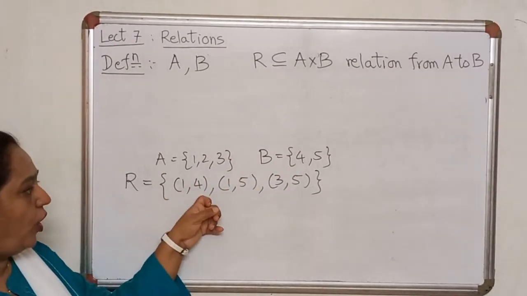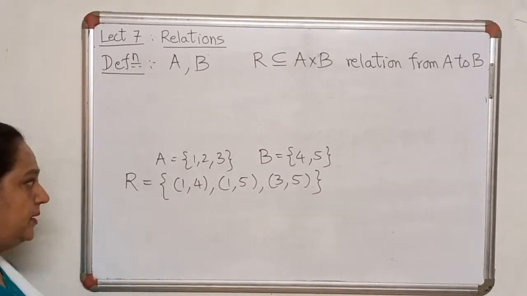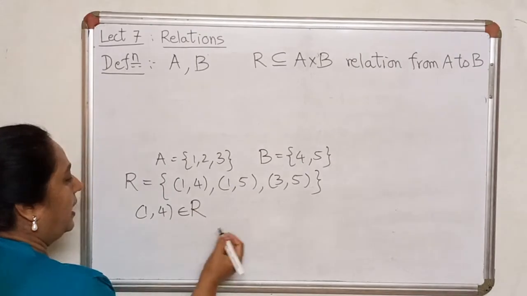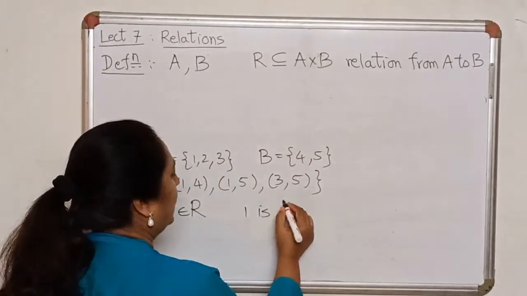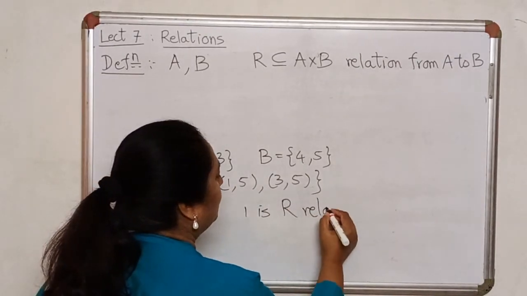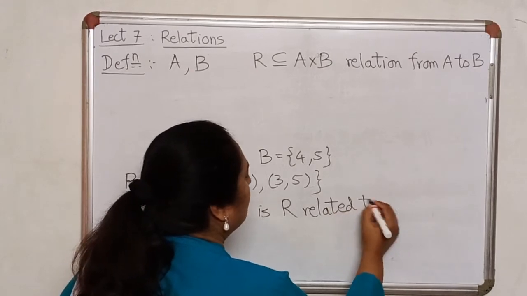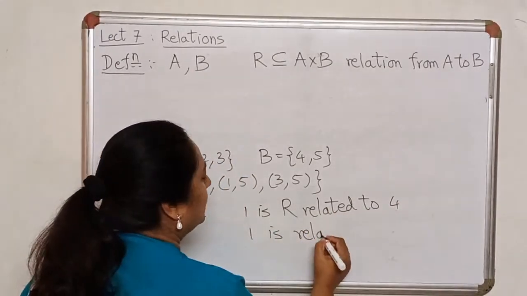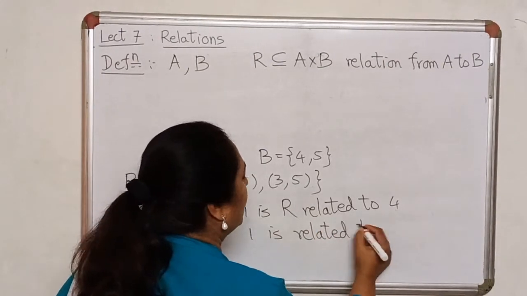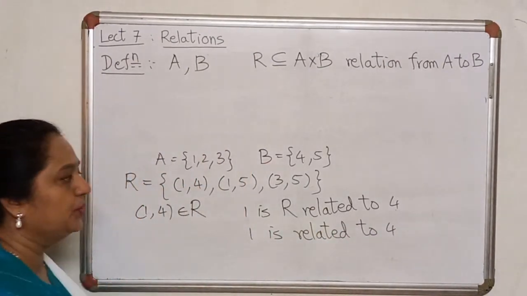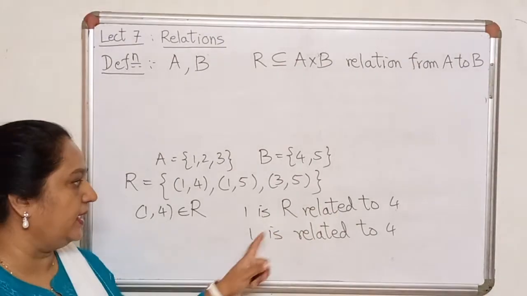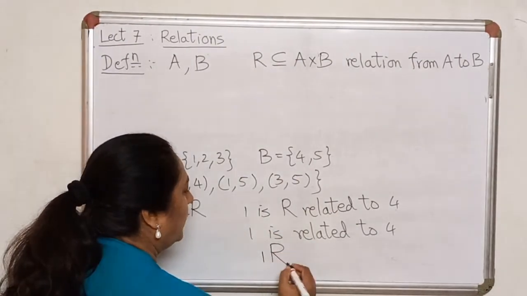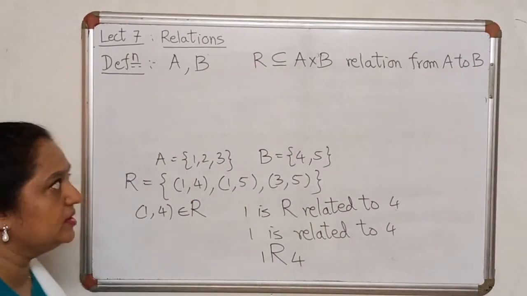So, if a particular ordered pair belongs to the set, because (1,4) belongs to R, we will say that 1 is R related to 4, or simply 1 is related to 4 if it is clear what is the relation that we are talking about. So we will say that 1 is R related to 4 or 1 is related to 4, and we will write 1 R 4 this way.